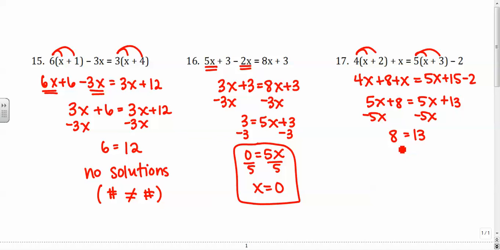So we're right back to just like we had in number 15. Okay, the variables have dropped out. I've got two numbers that are different. So again, no solutions to this equation.